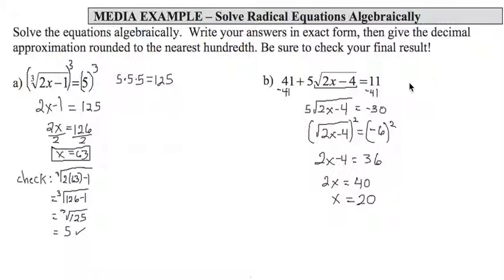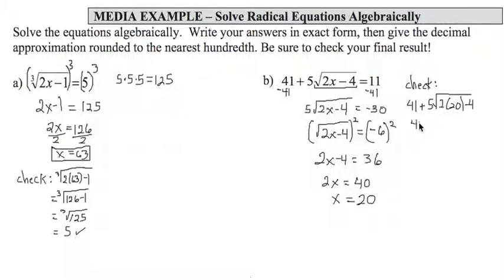Now let's see what happens with our check. Again, very, very important that we check. I'm going to take x equals 20, plug it into the left-hand side of the equation, and see if I come up with the value on the right-hand side. So this is a square root. 2 times 20 minus 4.